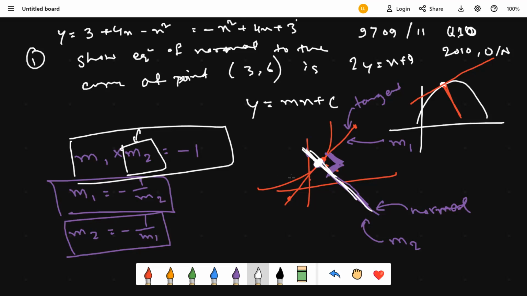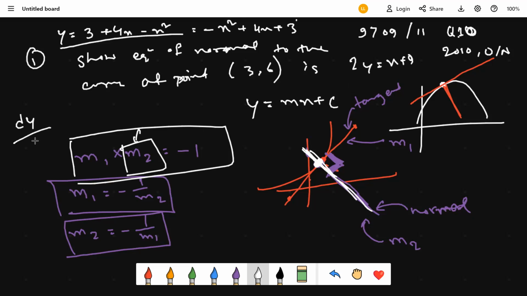Now, we don't have any information about the tangent, but the tangent depends on what? The curve. Do we have any sort of information regarding the curve? Yes, obviously we have. We have an equation. And of that equation, we have specific coordinates as well. So it's very easy for us to find the gradient.